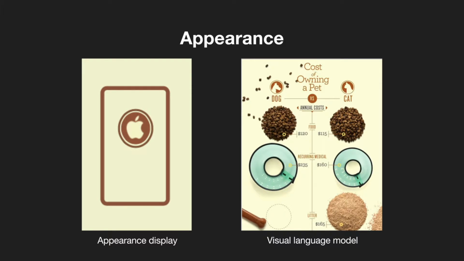The circular rectangle with the Apple logo indicates the iPhone. I made it as simple as I can so that the audience can understand the topic of my infographic by just glancing at this appearance display. To emulate my visual language model, I use the same icon style that the model uses.